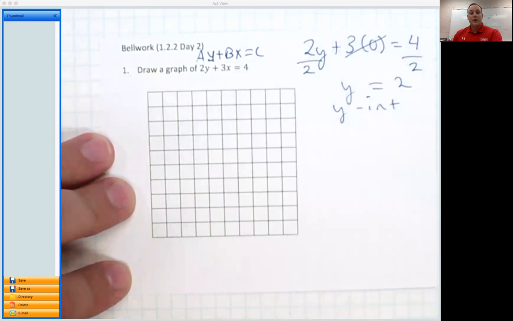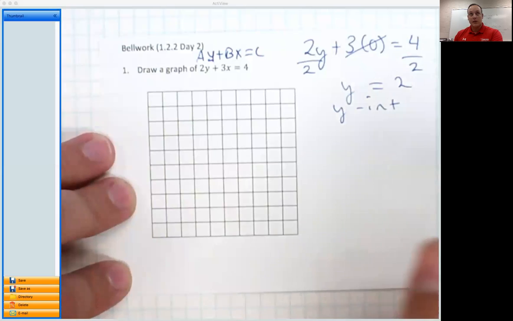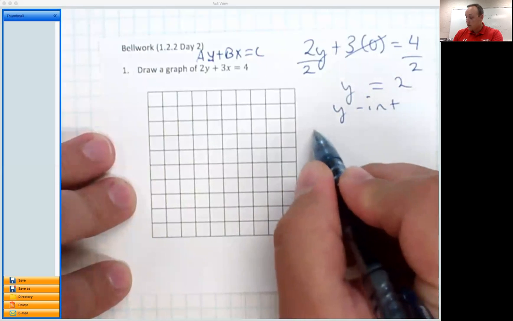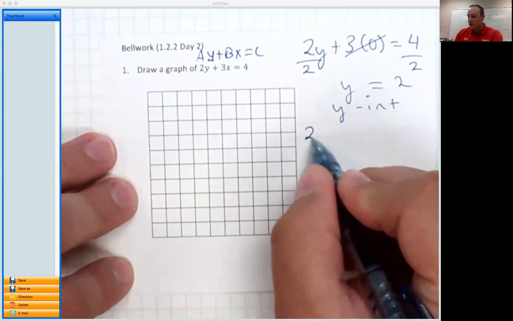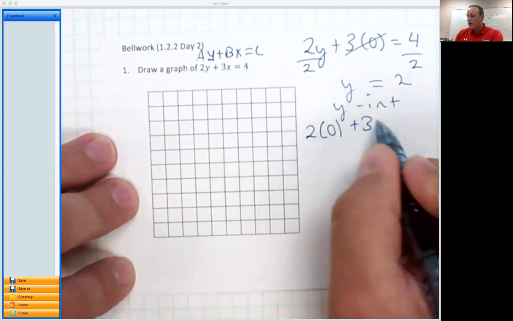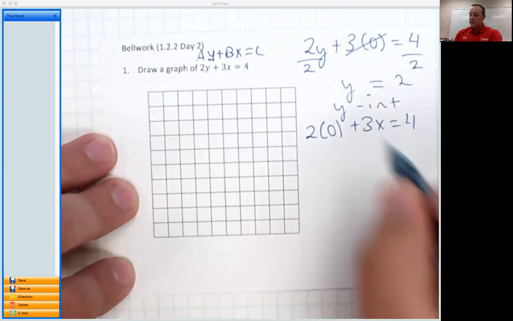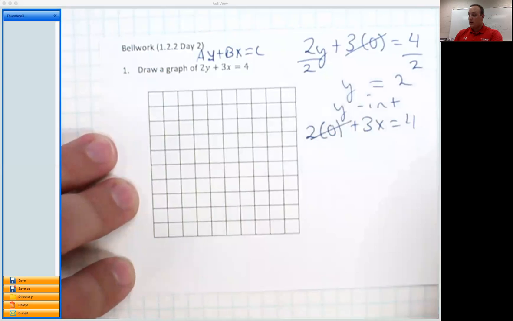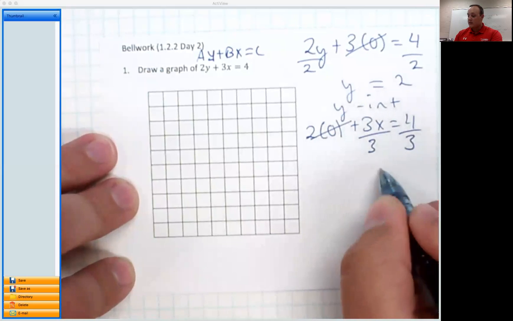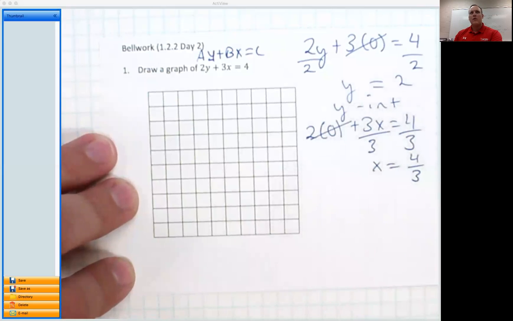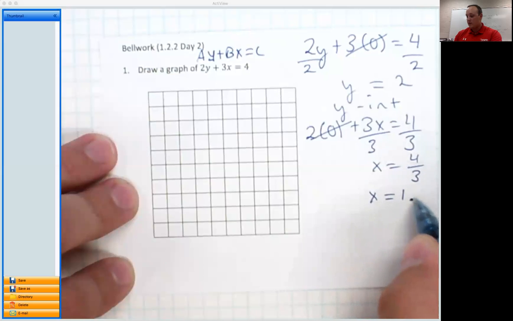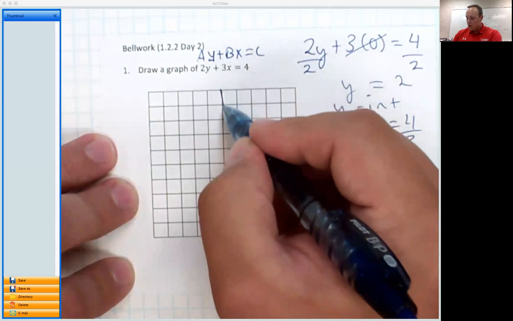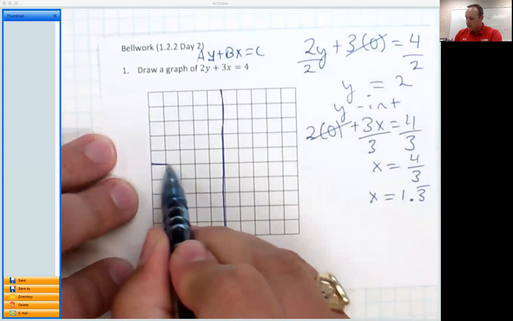If I'm wanting to find my x-intercept, on the other hand, what do I have to do? You mean you'd plug in 0 for y? Yes, I'd put in 0 for y. So now 2 times 0 is 0. Divide by 3 to solve for x, and x is 4/3. And that's a little weird, so if you want to figure out what the decimal equivalent of that is, 1.3 repeating.